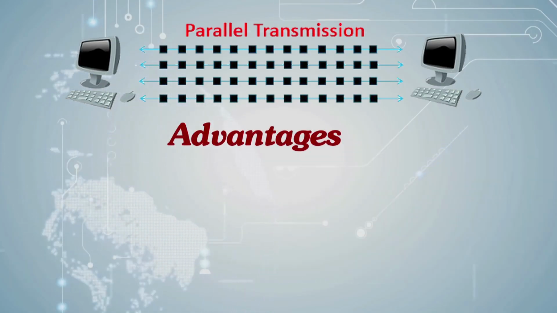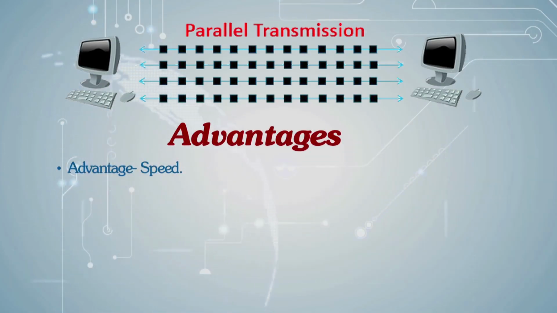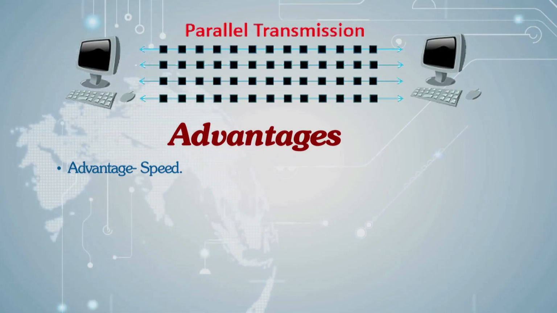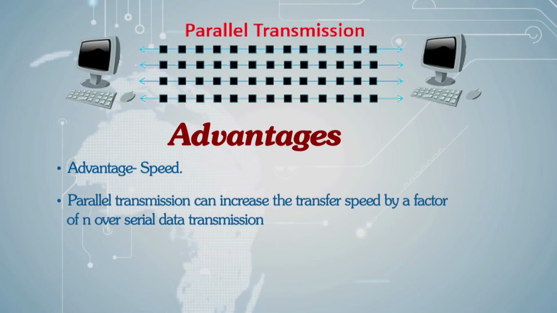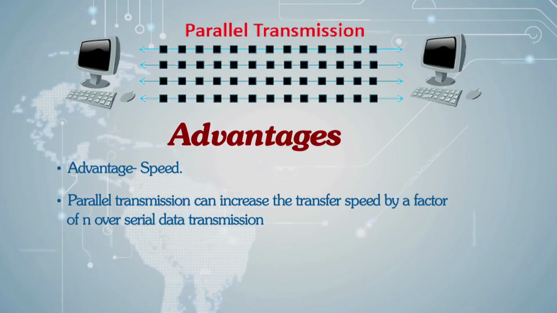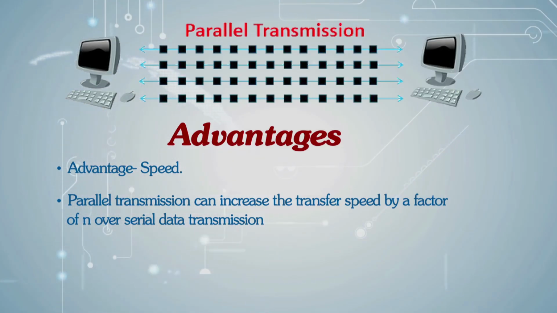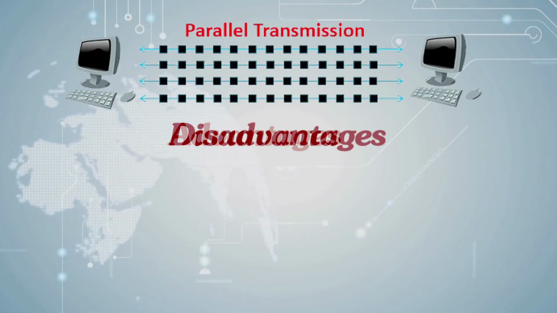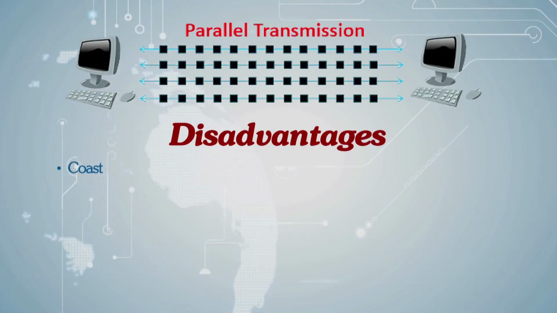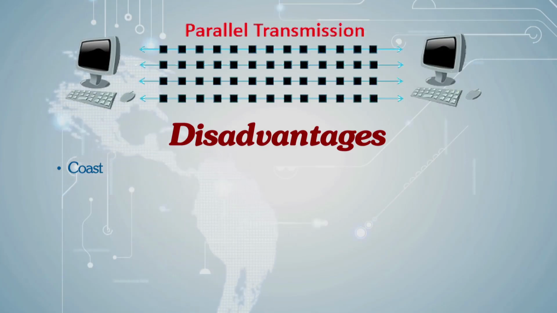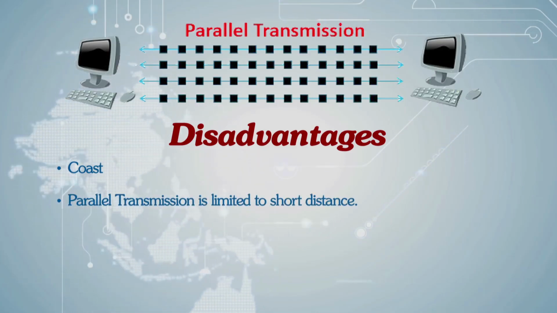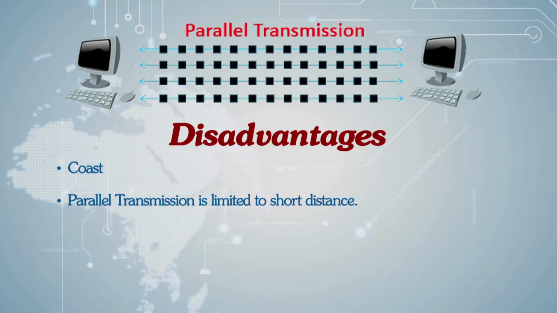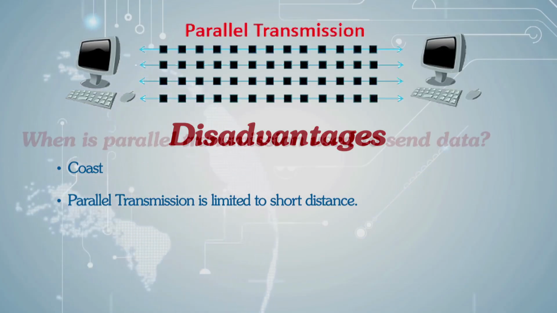Now the advantage is of course speed. Definitely with parallel transmission your speed will be increased n times. Parallel transmission can increase the transfer speed by a factor of n over serial data transmission. The disadvantage is the cost, because you are putting in more wires. That is why parallel transmission is limited to a very short distance.